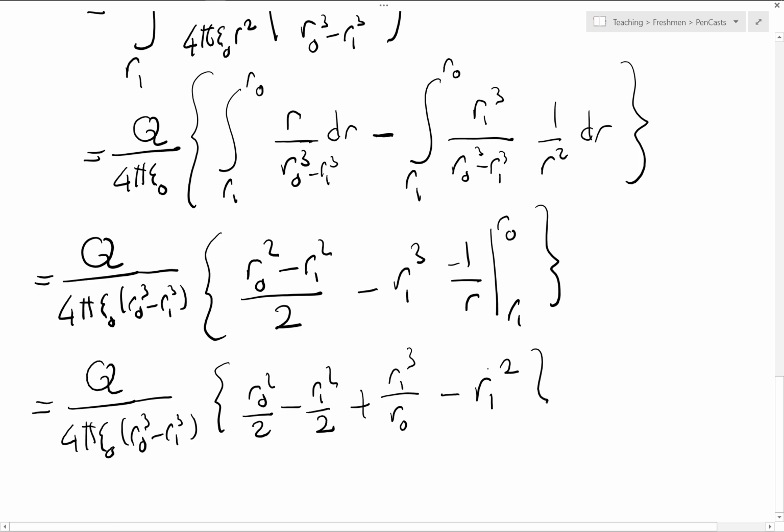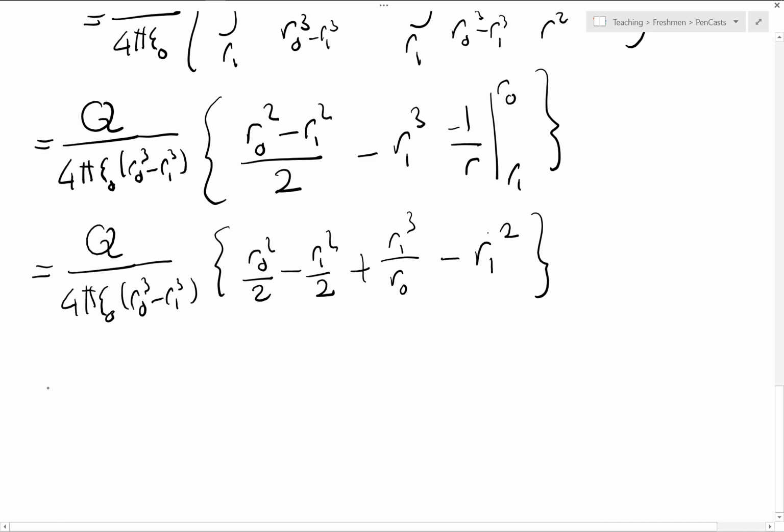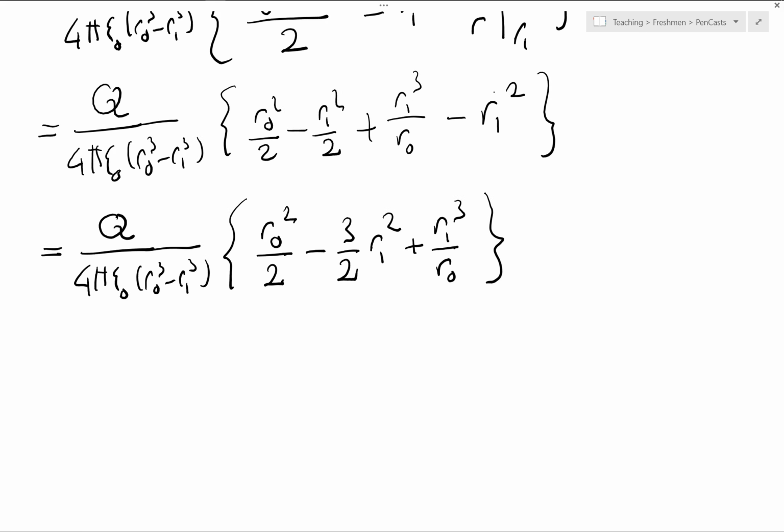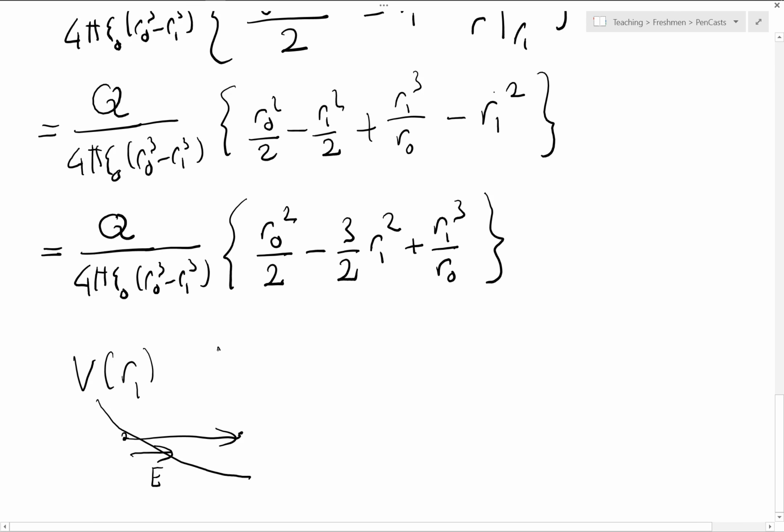So all in all, I can collect these. My end result is Q over 4 pi epsilon 0 R0 cubed, times R0 squared over 2 minus 3 over 2 R1 squared plus R1 cubed over R0. I can leave the result like this, but just an aside about the signs here: which point will be at a higher potential, R1 or R0? Well, to go from R1 to R0, I am moving with the electric field, which means the potential must be decreasing with increasing radius, so V at R1 must be larger than V at R0.